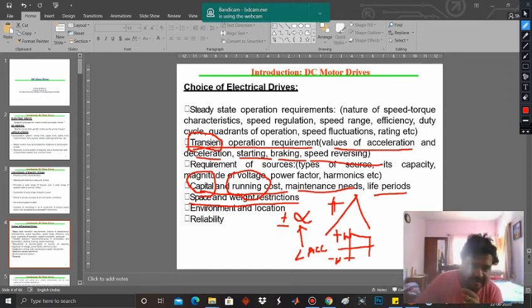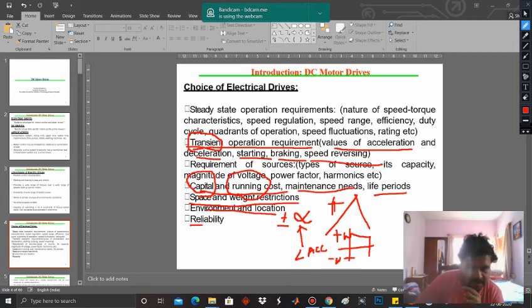Then the next thing is environment and location. So you may be setting up your plant in such a location where the transport cost is very high. Or it may happen that you are setting up a plant where noise pollution is there. And again, if you are setting up a plant that is polluting the environment, maybe in terms of noise pollution and air pollution, it is again not desirable. So all these things you have to see.